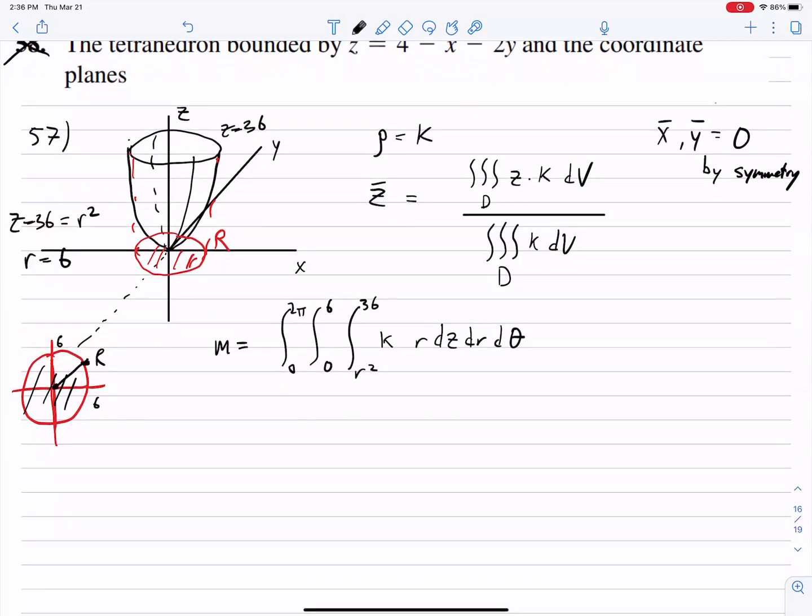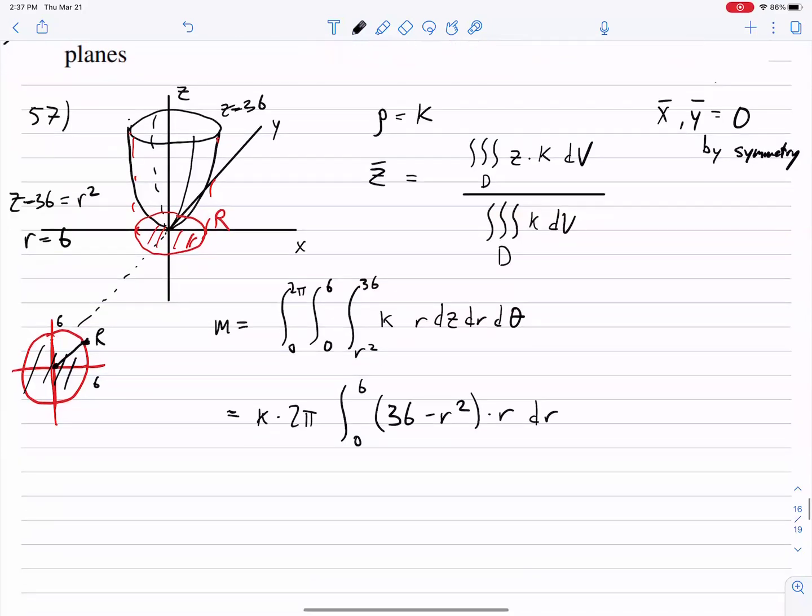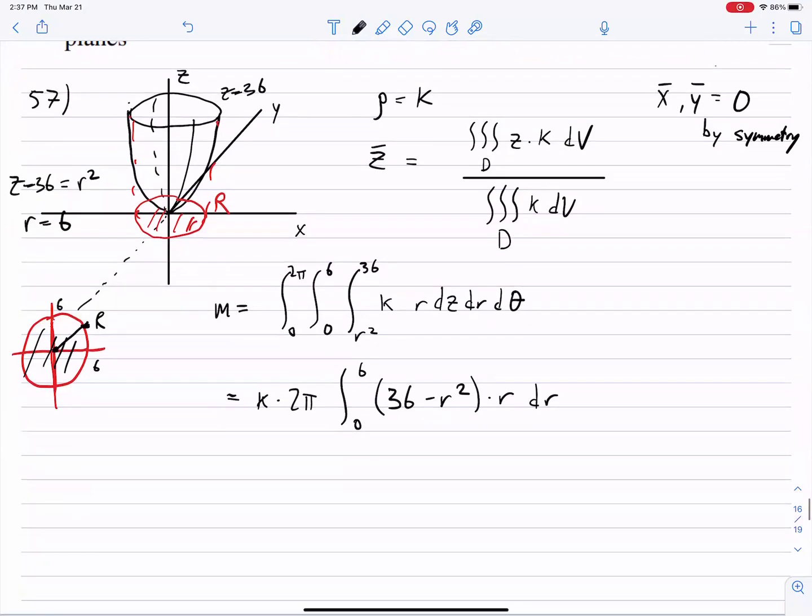That's going to be our mass. And so the k just pulls out. So the k is out at the end. Also, 2 pi will just be at the end too. And then this is going to be equal to the integral from 0 to 6. If you integrate this with respect to z, it's just z, right? And so it becomes 36 minus r squared, times r dr, because I already integrated with respect to theta. Is it okay that I skipped that? And then from there, what can we do?